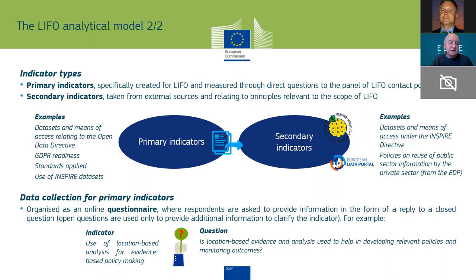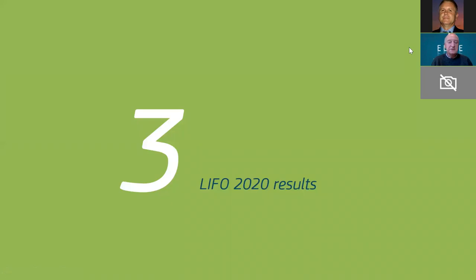In terms of primary indicators, we focus on data sets and means of access relating to the Open Data Directive. And we also cover topics such as GDPR readiness, the use of standards, and the use of Inspire data sets and the SDI generally for digital public services. And those primary indicators are captured through closed questions in the questionnaire that is filled out by contact points. And in addition to those questions, we seek evidence to support the questions and use to enrich the outputs that we produce within the LIFO. So I'll close at that point and I'll hand over to Massimo, who will tell you about the results of the LIFO 2020 data collection. Thank you.